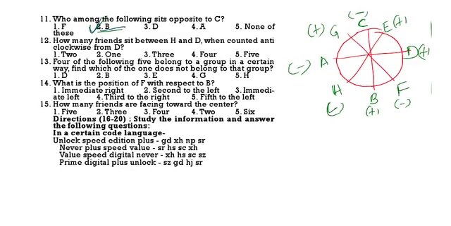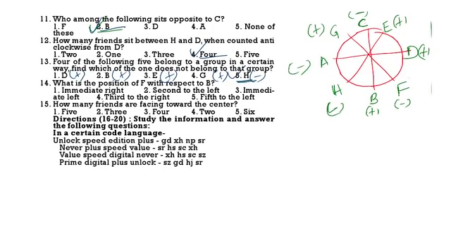Four of the following five are alike in certain way and hence form a group. Which is the one that does not belong to the group? So here D plus facing to the center. B plus facing to the center. E is also plus. G is also plus. H is minus. So H is the odd one out because it is facing outside.